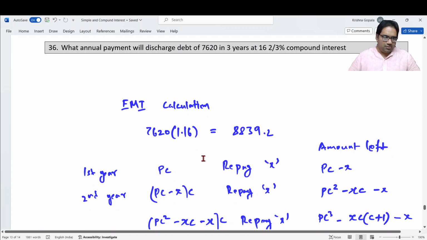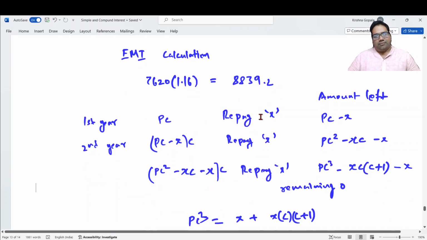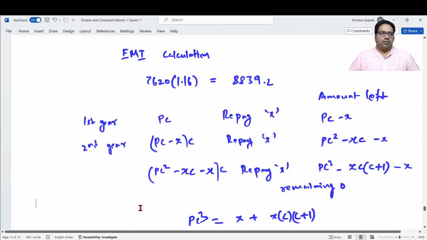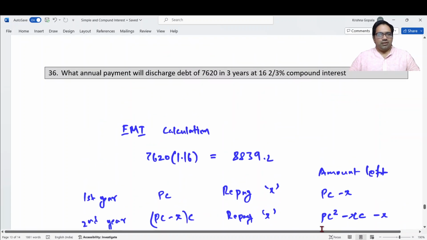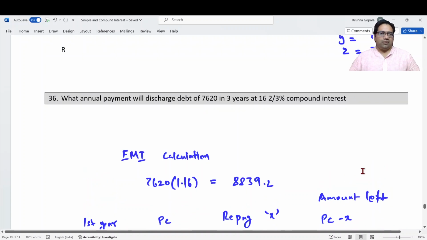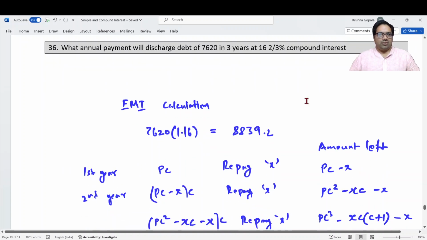Doing it by hand is actually slightly difficult. That's why they do it in computer programs. Doing it by hand is slightly difficult because you have to do all this calculation. You have to assume some x, and then after some time period, the interest rate gets accrued again, and then you have to subtract this. You have to do this calculation.